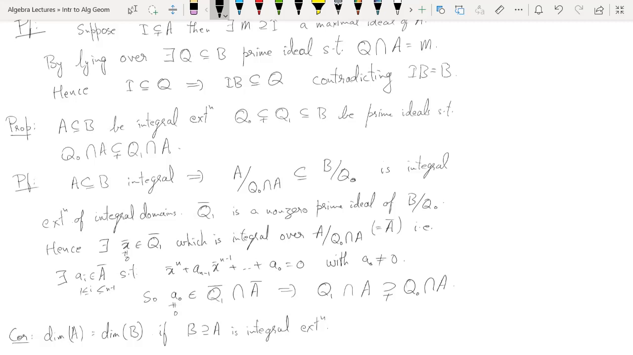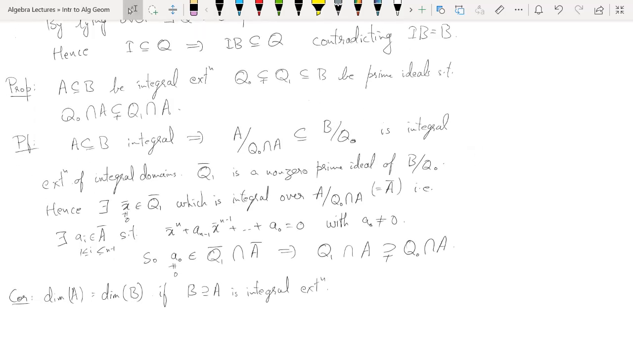So we will show that in fact Q1 bar intersection A bar is non-zero. Okay. So let's take some non-zero element X bar in Q1 bar. Since B mod Q naught is integral over A mod Q naught intersection A, which we will call A bar, we know that this X bar is integral over A bar. So that tells us that there exist A_i such that we have this integral equation, where the A_i are all in A bar. And remember, A bar is a domain.